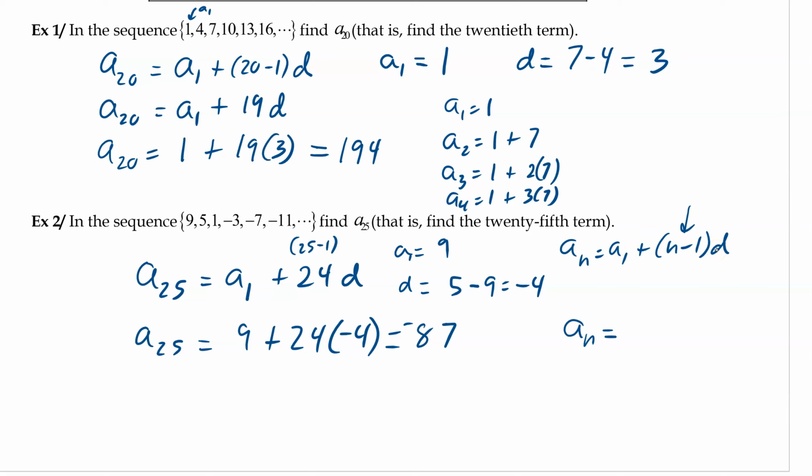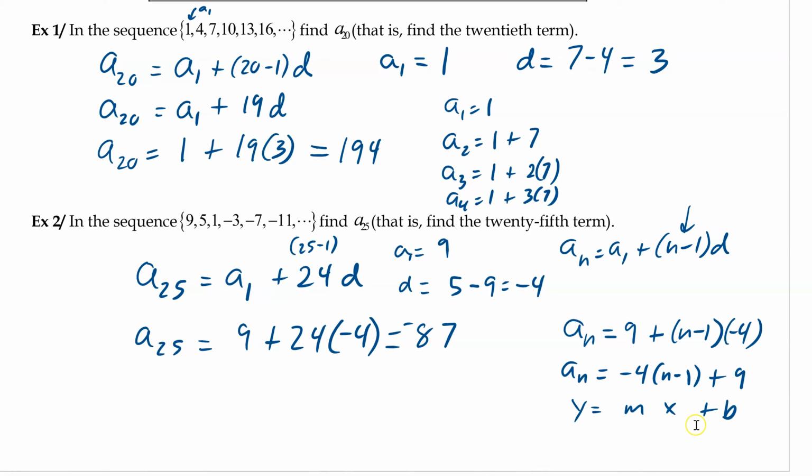So a sub n equals 9 plus n minus 1 times negative 4. And I'm going to rewrite this as a sub n equals negative 4 times n minus 1 plus 9. And then I'm going to say y equals mx plus b. That's right, it's linear. The only difference here is our n is 1 less. So this b here is not actually your y-intercept. It's the value that we are starting with. So this is our 1 value. This is like 1 comma 9 because a sub 1 equals 9.